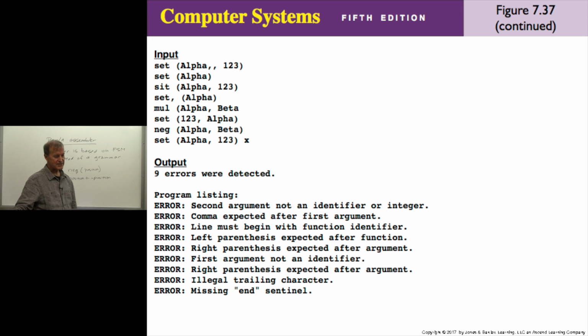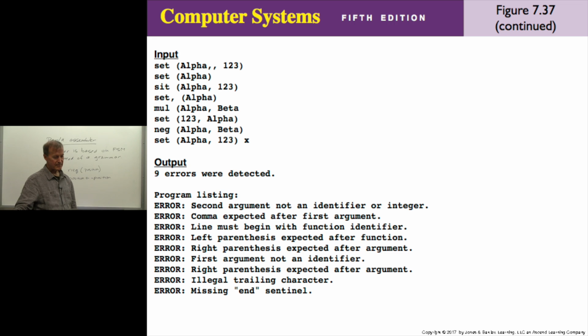Next one, sit. What did the user do? Misspelled set. So the message is the line must begin with a function identifier. And then how about the next one? Set comma. The message is left parentheses expected after a function. It got a comma instead. And then what about mul? No right paren. Okay, does everybody see how that works?